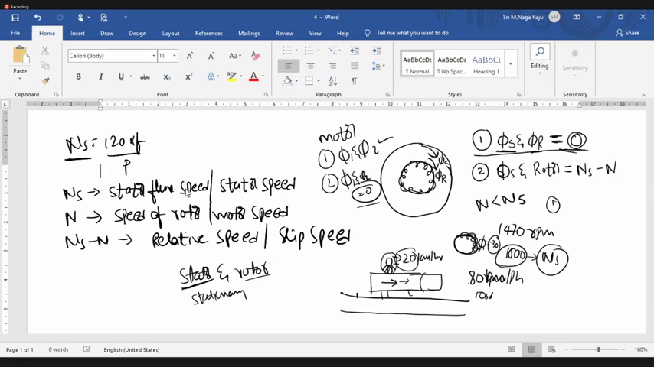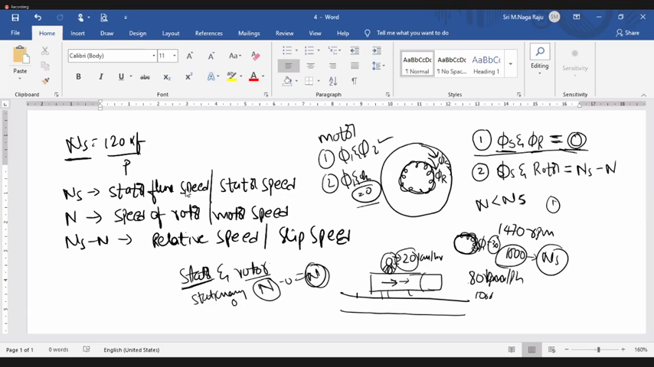What is the rotor speed? N. Now, what is the relative speed? Stationary means speed is 0, so N minus 0, that is N. That is the rotor speed. Relative speed is whichever is higher, we subtract the lower value from it. N minus 0, that is the relative speed.